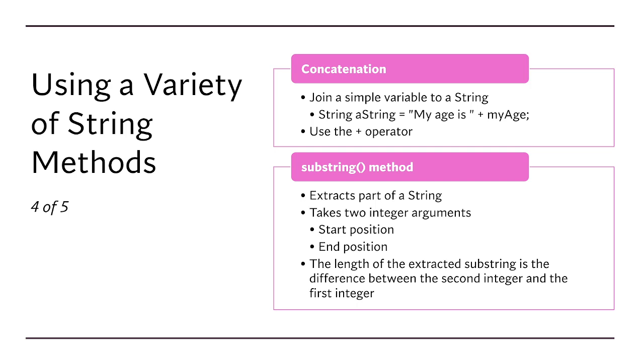Substring kind of does the opposite, allowing you to extract a part of a string, taking in two integer arguments, start position and end position. Basically, if I pass in 0 to 5, it's going to give you index 0, 1, 2, 3, and 4. It's going to give you 5 positions. It kind of works like a for loop with a less than operator. It's not inclusive of the end position that you give it. You must know that.